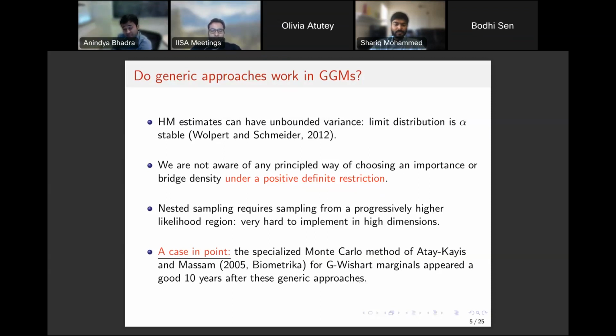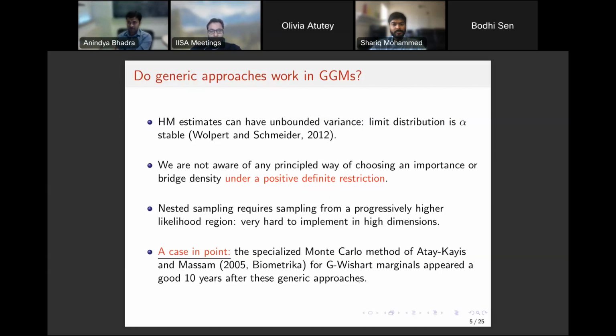Nested sampling, which I mentioned, requires sampling from progressively higher likelihood regions. In the first iteration you just sample from wherever you are, but then you take out that part of the likelihood surface and try to move to another part that has a higher likelihood. This is very, very hard in high dimensions, because no matter where you search, most of the likelihood surface has close to zero mass.